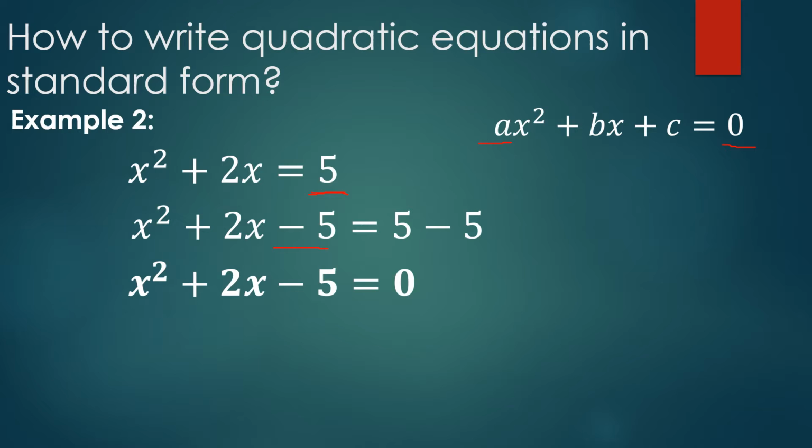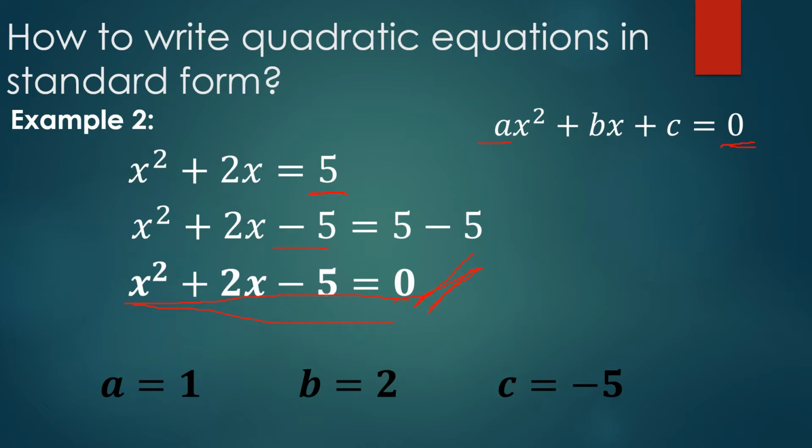The question is, is this quadratic equation already in standard form? Yes, because it has been equated to 0 and the value of a is positive. Therefore, let us now determine the values of a, b, and c. From the final answer that we have, the value of our a is positive 1. The value of our b is positive 2. The value of our c is negative 5.